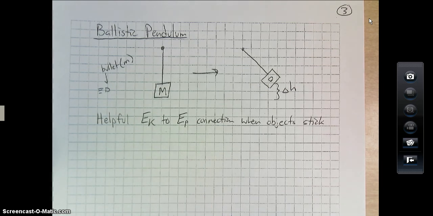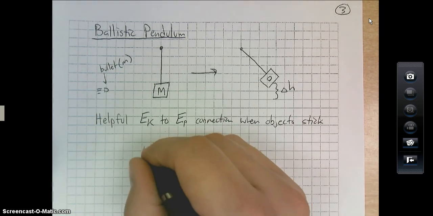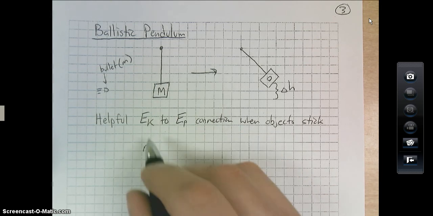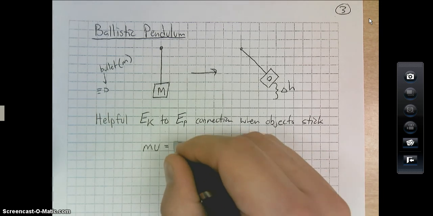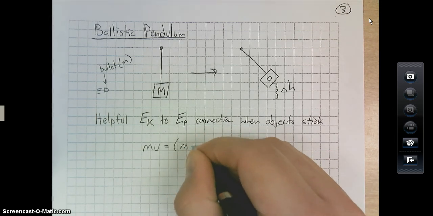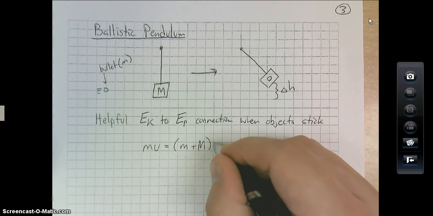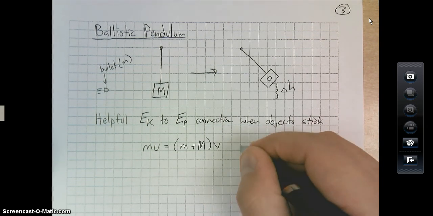Okay, so if we think about this, this is an inelastic collision. The only thing moving to start is the bullet, and I'm going to do this with the IB variables. The bullet has a mass m and an initial velocity, that's u. When they collide, you're going to have the little mass plus the block mass, m plus big M, and they're going to share a velocity v. This is our inelastic collision.